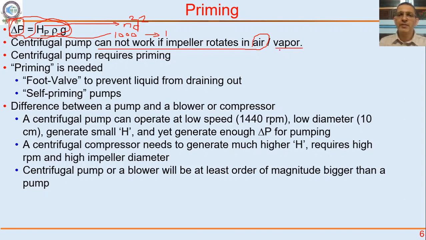Now, there are two implications of that. First implication of that is that the centrifugal pump requires priming. Priming means you have to fill that pump with the liquid, with the water, with the liquid that is being sent. You have to fill that impeller completely with the liquid. Only then it will be able to generate the pressure difference that is required for making the liquid flow from one point to another point. That's the first point. That's called as priming.